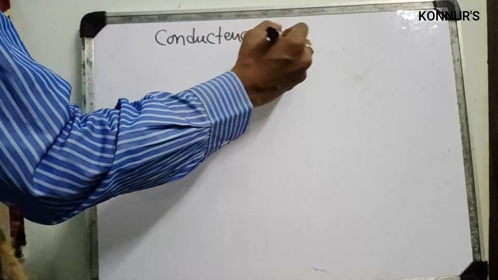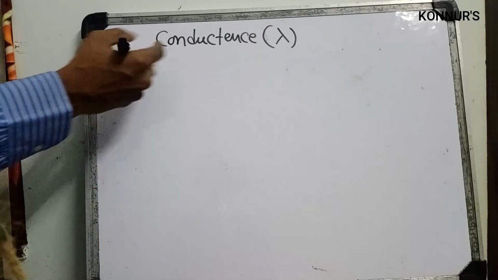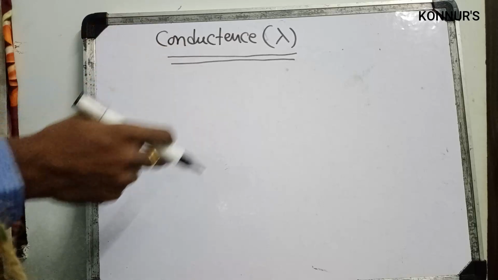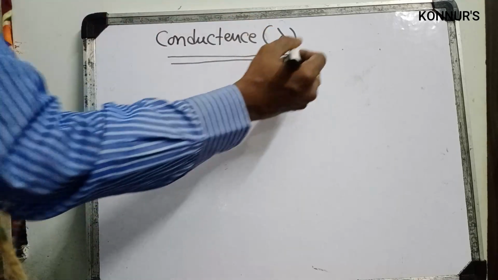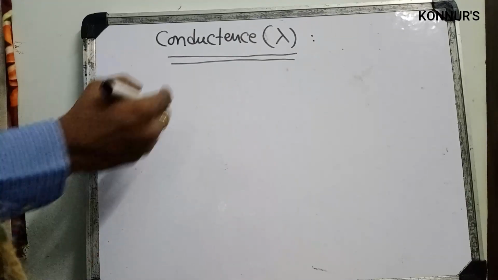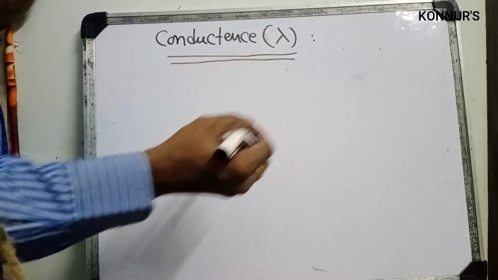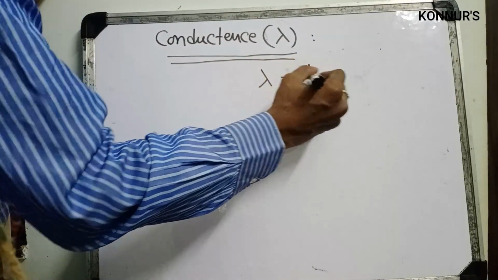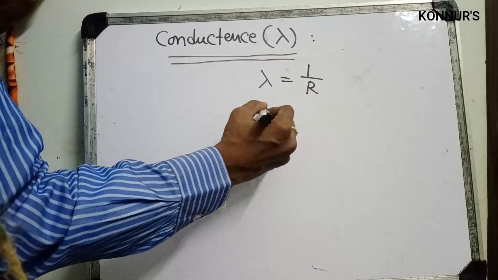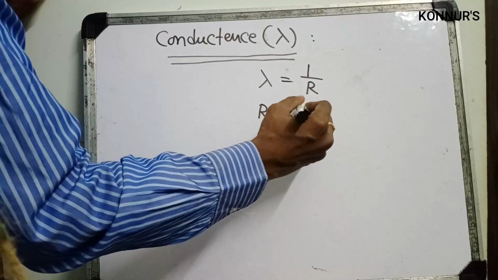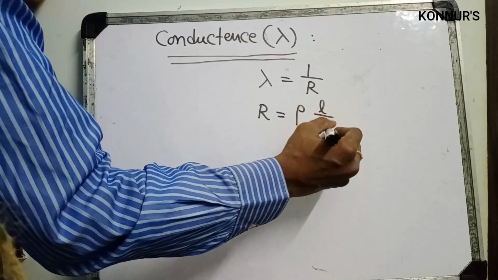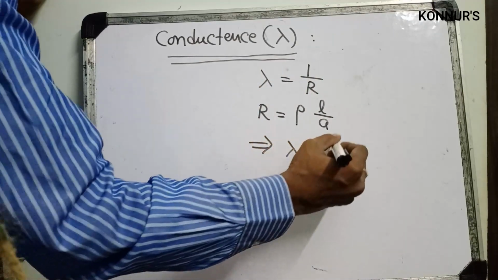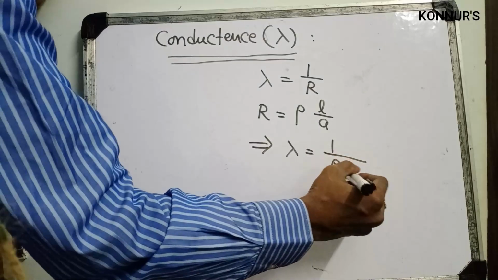So conductance. Previously we were discussing with C, but concentration is also shown with C. To overcome that, conductance is represented with lambda. So what is conductance? It is exactly the reciprocal of resistance. So lambda equals 1 by R. R we already know is rho into L by A. Suppose you substitute here, that implies lambda equals 1 by rho into L by A.